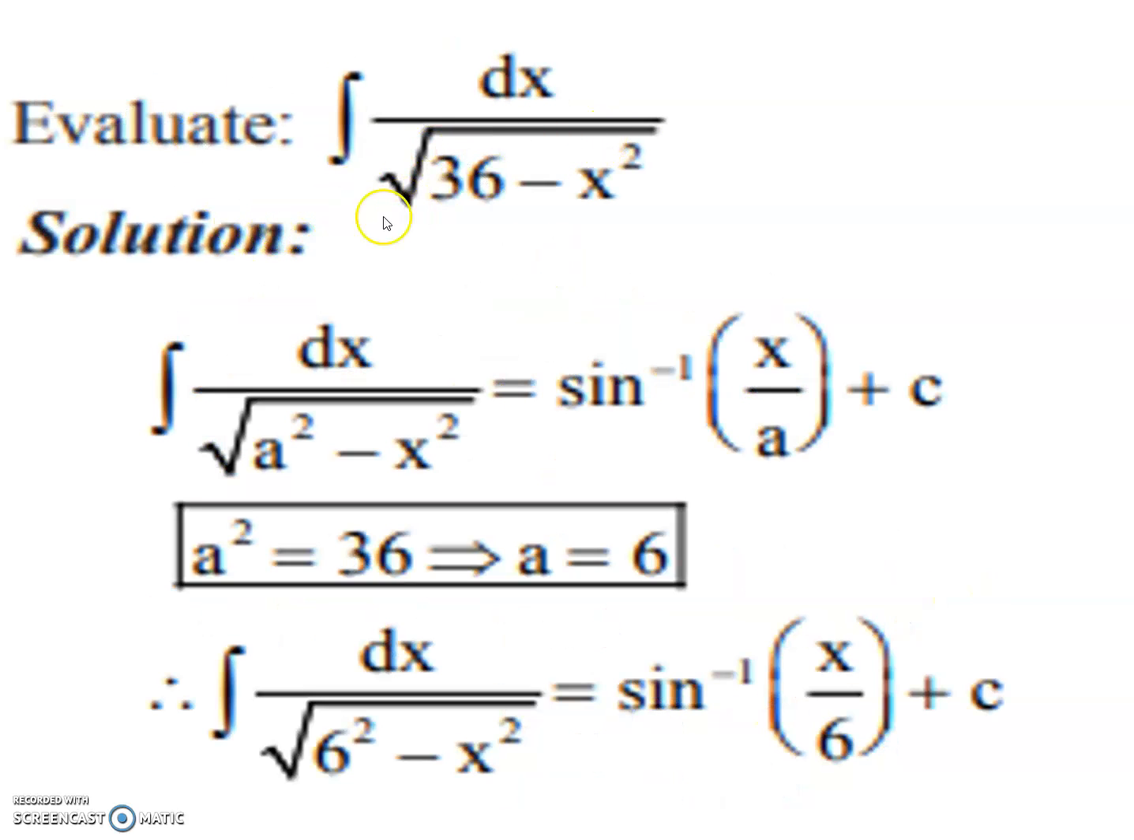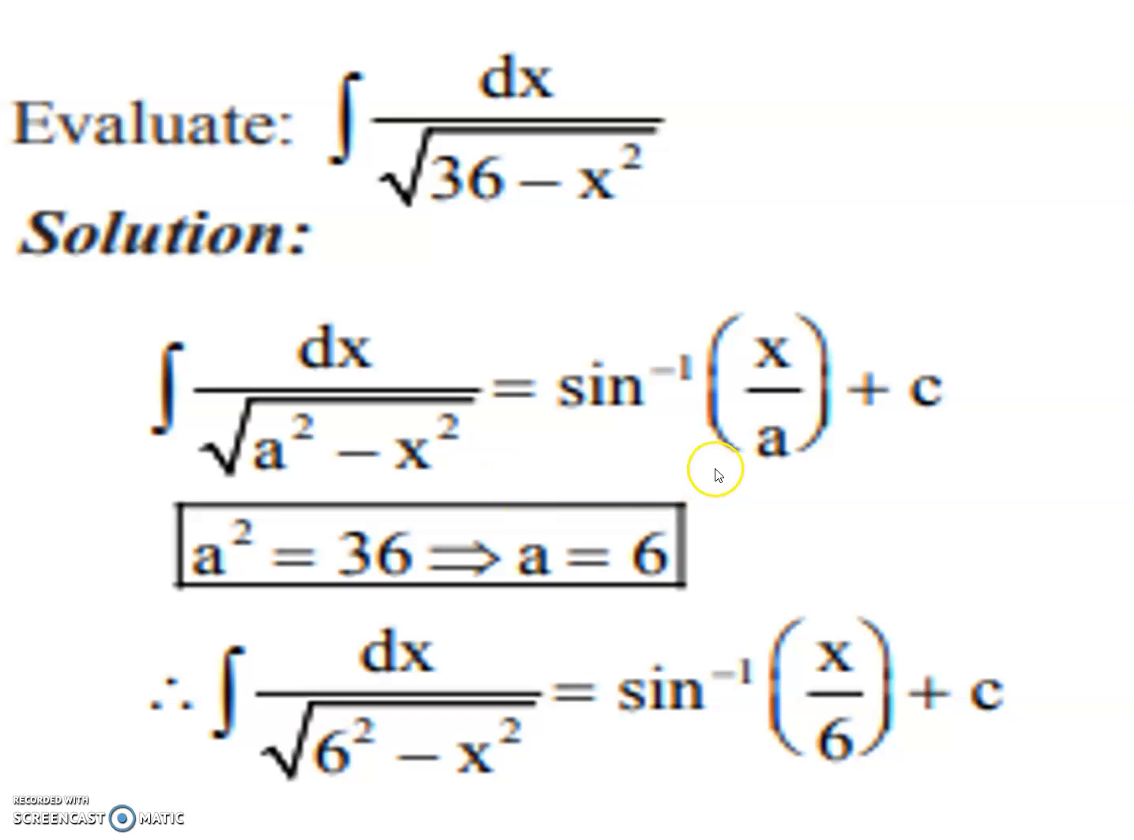Now a square root is there and only two terms are there. Dx upon 36 minus x square in a square root. 36 is the perfect square of 6. That's why we have the formula: integration dx upon square root of a square minus x square is sine inverse x upon a plus c. What is the value of a? Yes, 6. What is the remaining value of x?